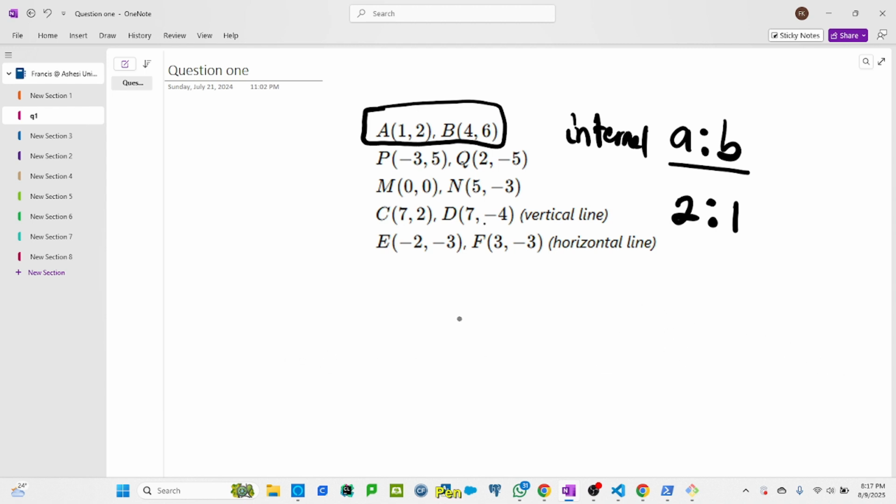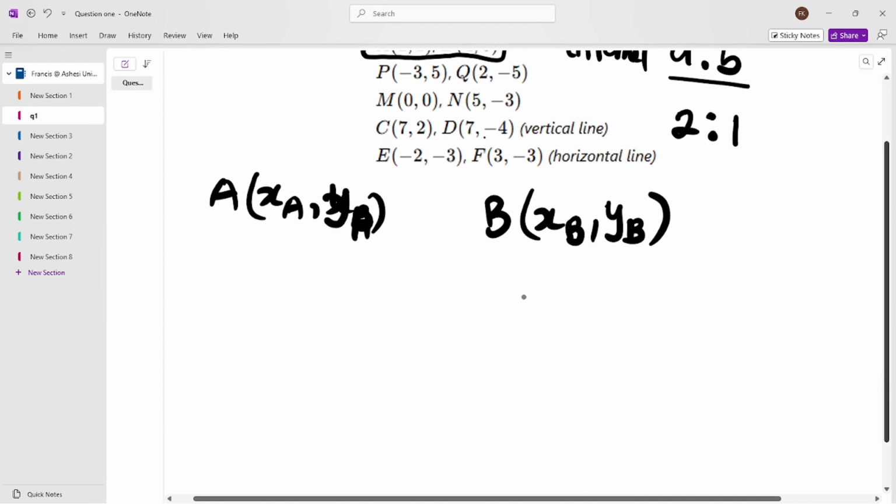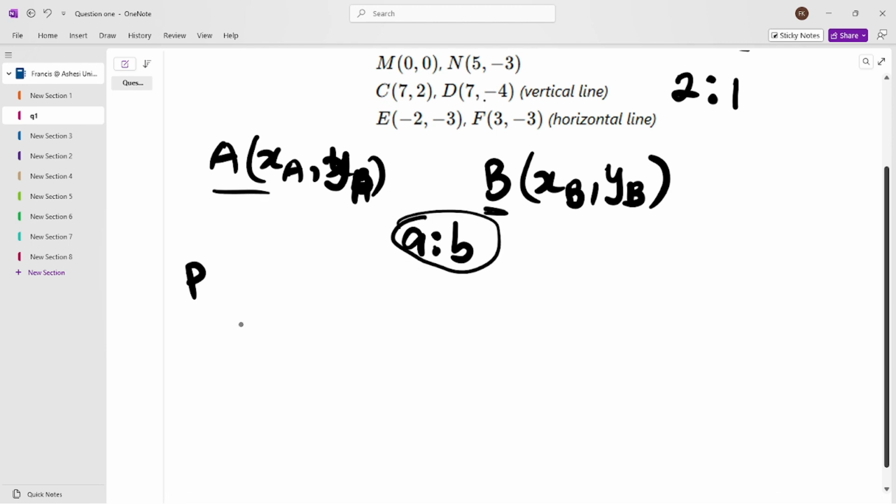We do a kind of multiplication. Let's say point A is (x of A, y of A), and point B is (x of B, y of B). So these are the 2 points. And then we have the ratio A:B. Now we are asked to find the point P that divides this particular line segment AB in this ratio. How do we find that?